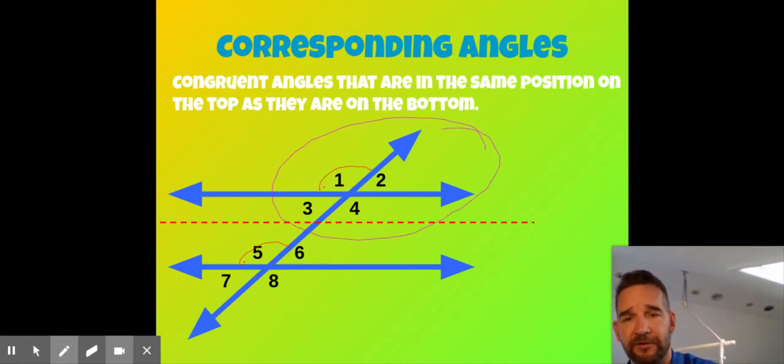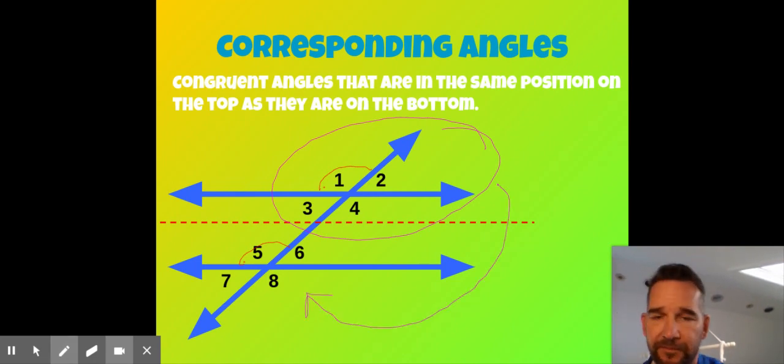Even better, if you can think of it this way, imagine that I could pick up all of these angles here and drop them right on top of these angles right here. Which ones would line up right on top of each other? If you're saying angle 1 and angle 5, and angle 2 and angle 6, and angle 3 and angle 7, and angle 4 and angle 8 would, you'd be correct. That's what makes them corresponding. They're in the exact same location.